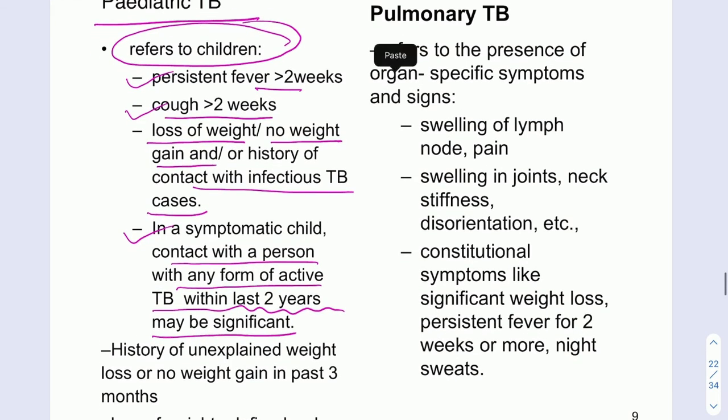Okay, and there may be a history of unexplained weight loss or no weight gain in the past 3 months. Okay, so this is about the presumptive pediatric TB case. When we say significant weight loss, that means weight loss of more than 5% of the body weight, right?